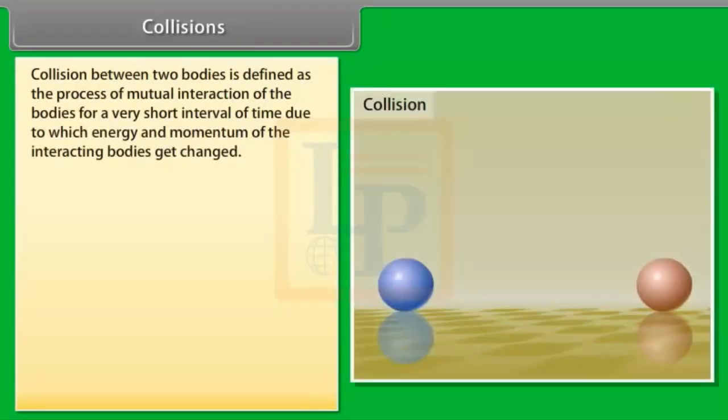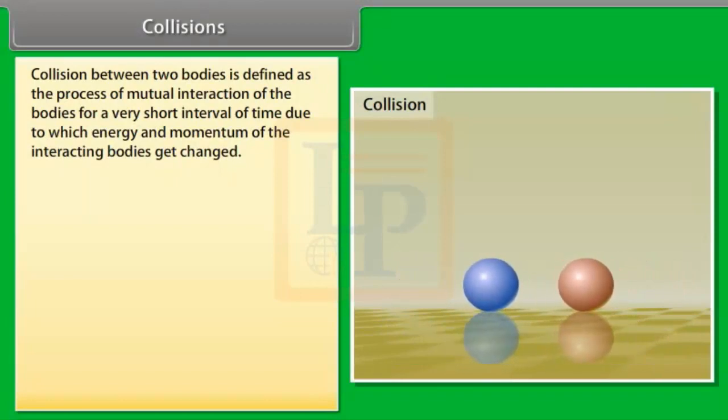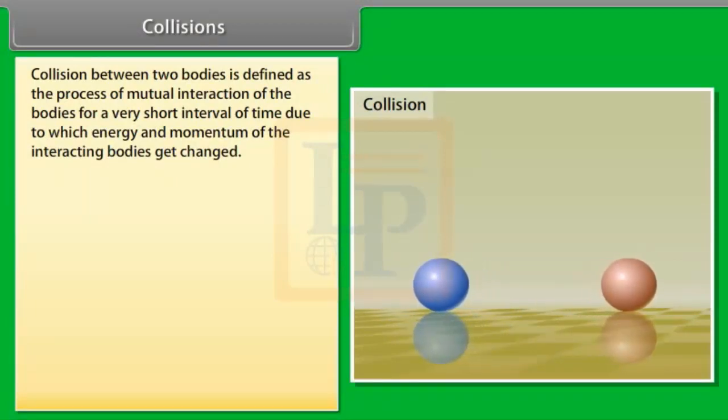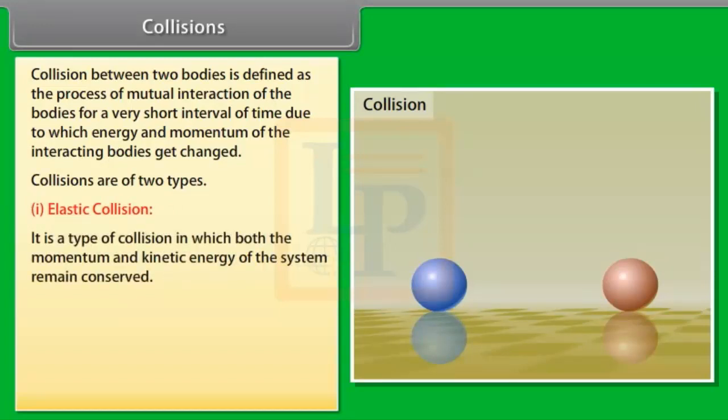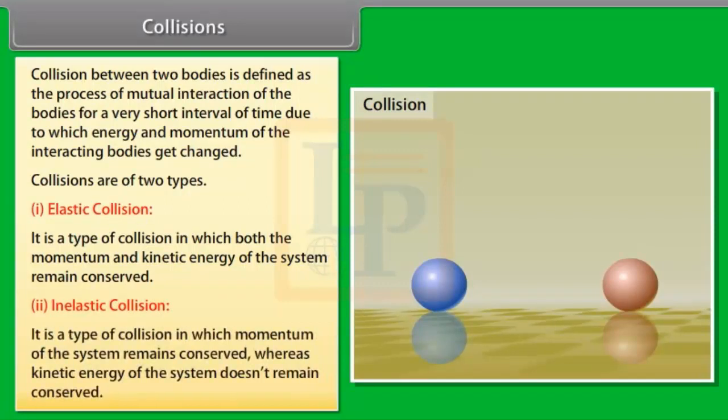Collisions. Collision between two bodies is defined as the process of mutual interaction of the bodies for a very short interval of time, due to which energy and momentum of the interacting bodies get changed. Collisions are of two types. Number 1, elastic collision. It is a type of collision in which both the momentum and kinetic energy of the system remain conserved. Number 2, inelastic collision. It is a type of collision in which momentum of the system remains conserved, whereas kinetic energy of the system doesn't remain conserved.